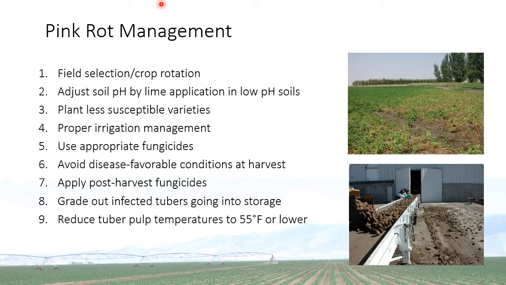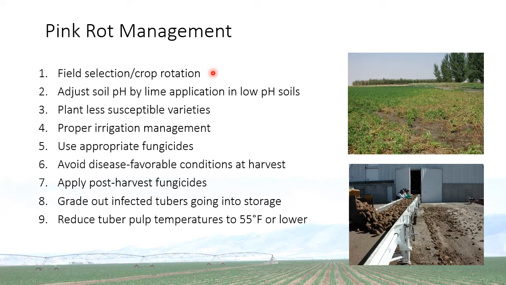There are many different things that growers can do to manage pink rot. And these 9 options that we have listed here are all important. It's critical that growers take an integrated approach. There's not much that growers may be able to do to select the fields they're going to use. However, crop rotation becomes very important. The shorter the rotation, the more pressure of pink rot you're going to have in your fields.